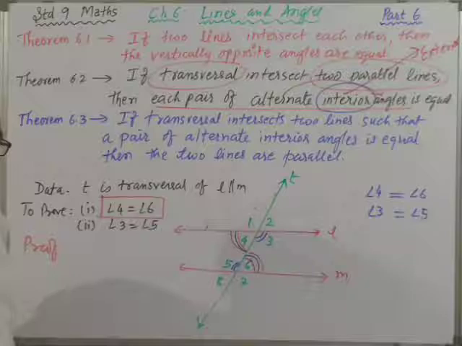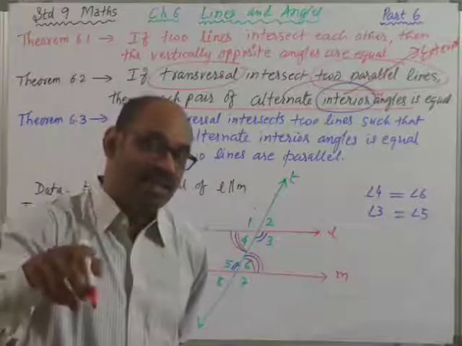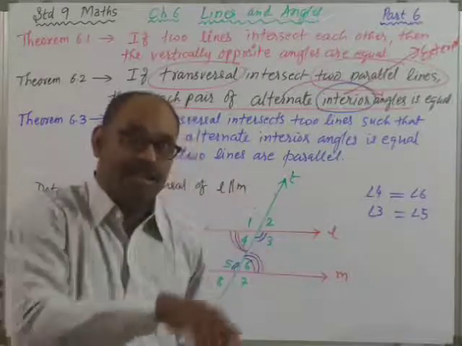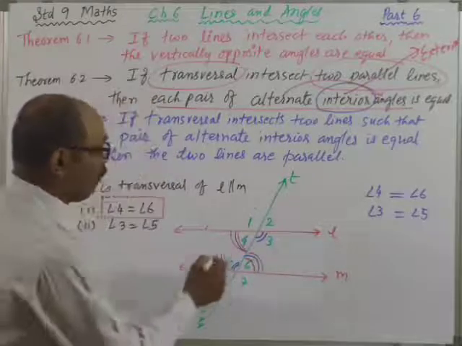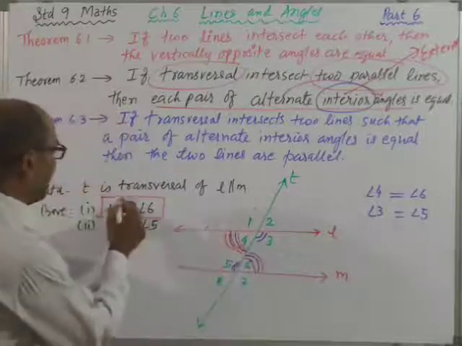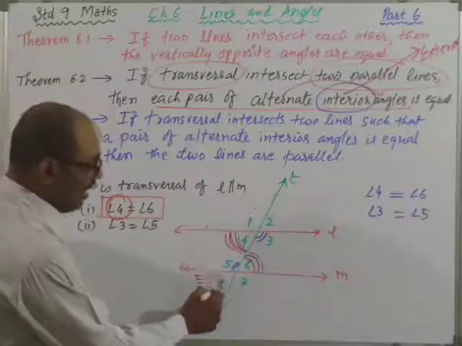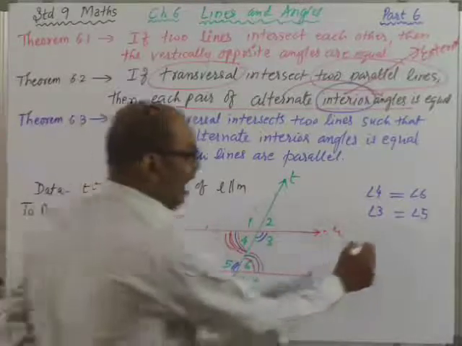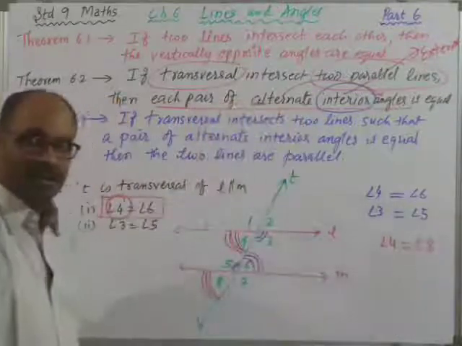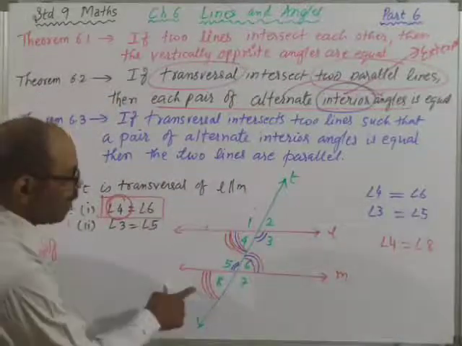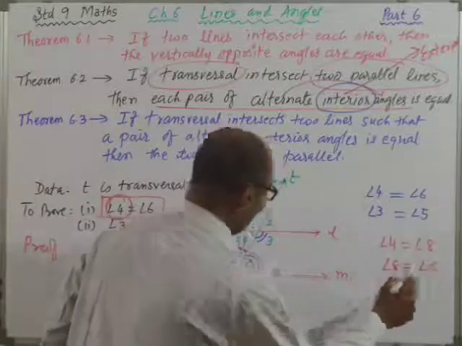Children, we saw axiom 6.3: if a transversal of parallel lines is given, then corresponding angles are equal. So if we concentrate on angle 4, which is its corresponding angle? Angle 8. Correct? So angle 4 is equal to angle 8. Right? And angle 8 is equal to angle 6.